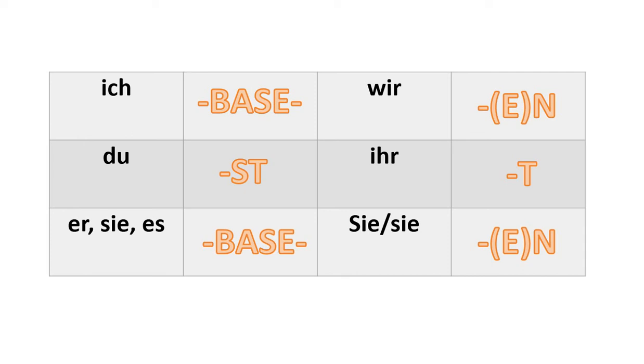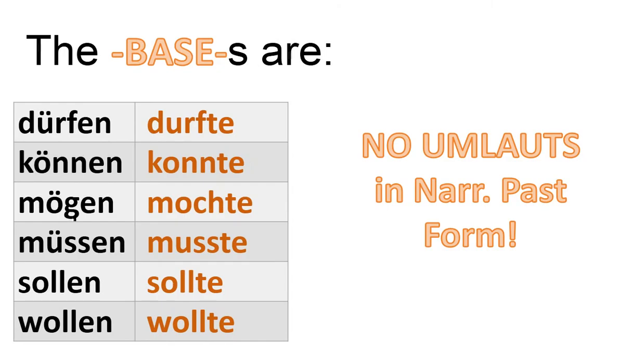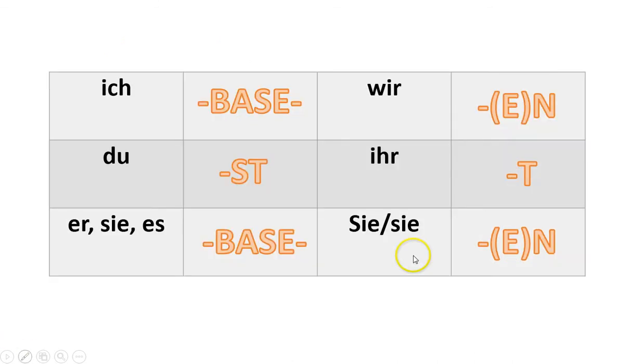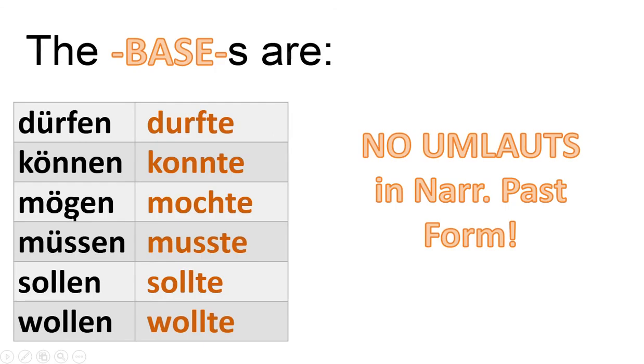One of the things you're going to notice about the modals is that the modal bases do end in an E. And since the modal bases end in an E, you're not going to have this E. That would look weird to have two E's next to each other. So we'll just simply use the N endings for that. So take a minute to write these down.